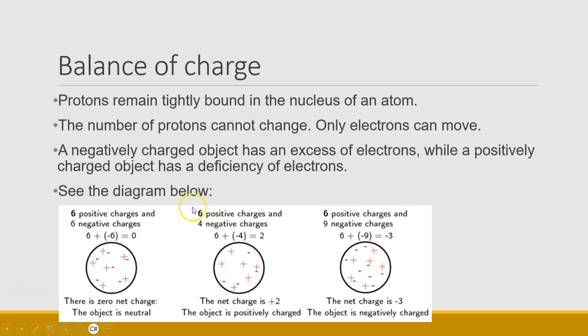Now remember that the number of positives can't change. So in all 3 diagrams, we have 6 positive charges or 6 protons. But in this diagram here, we have removed 2 of the electrons. So now we have more protons relative to the number of electrons, which means that we have a positive charge. The net charge is plus 2. And over here, we have extra electrons relative to the number of protons. So if we have 6 pluses and 9 minuses, then the net charge is minus 3. It is a negatively charged object.